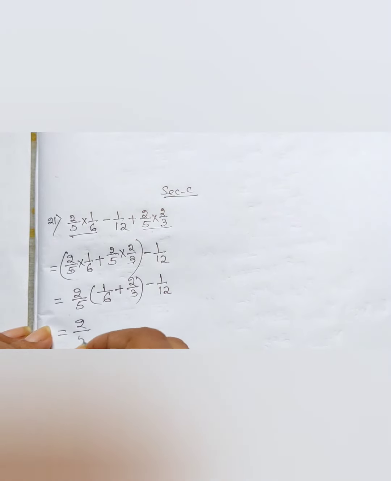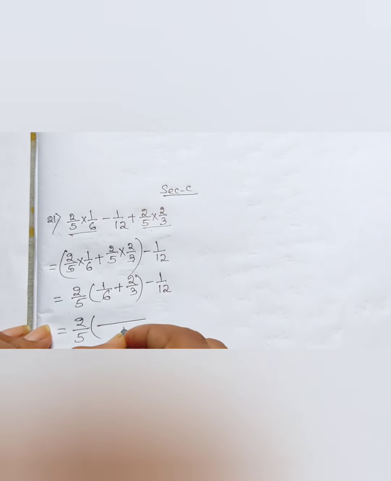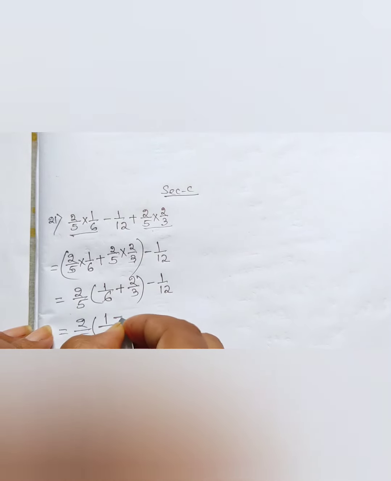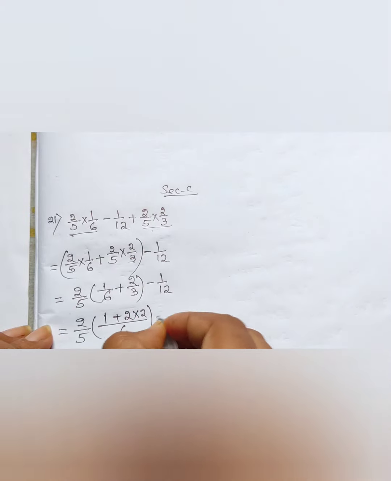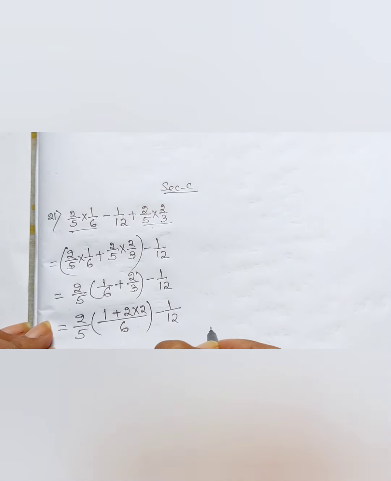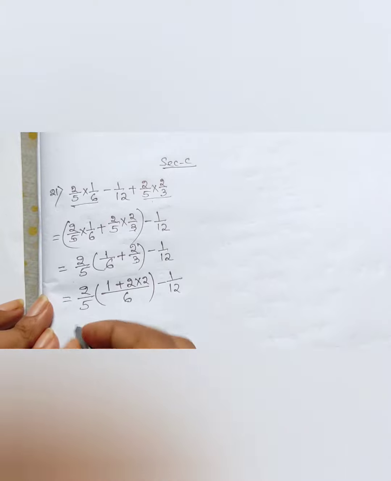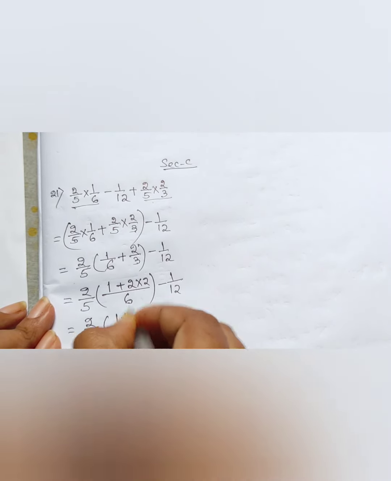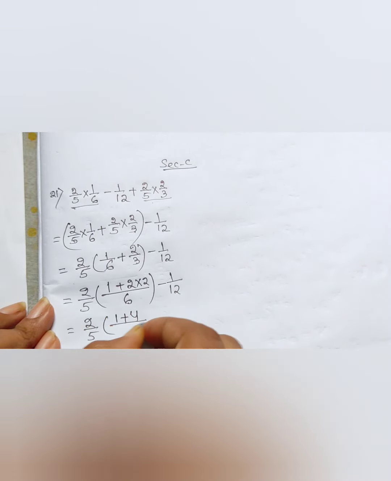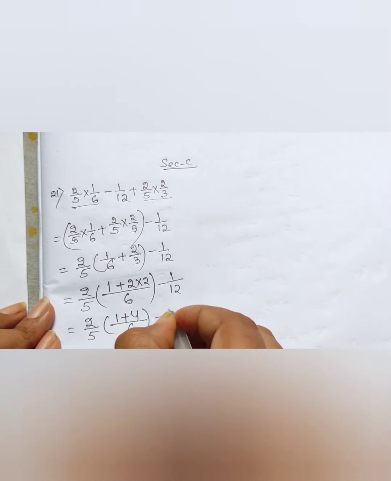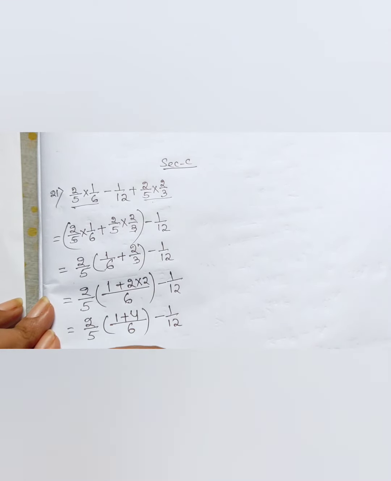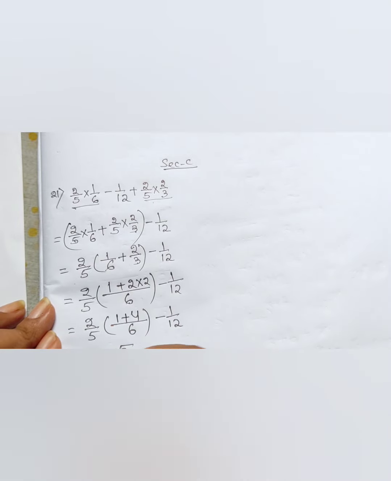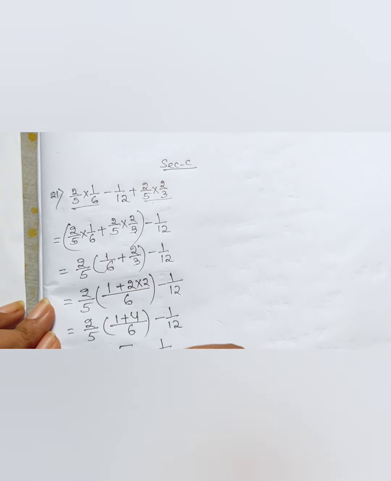So first, 2 by 5 into, here the LCM is 6, so 1 plus 6 divided by 3 is 2, 2 2's are 4, minus 1 by 12. Again, the next step is 2 by 5 into 1 plus 4 divided by 6 minus 1 by 12. So that is 2 by 5 into 5 by 6 minus 1 by 12.